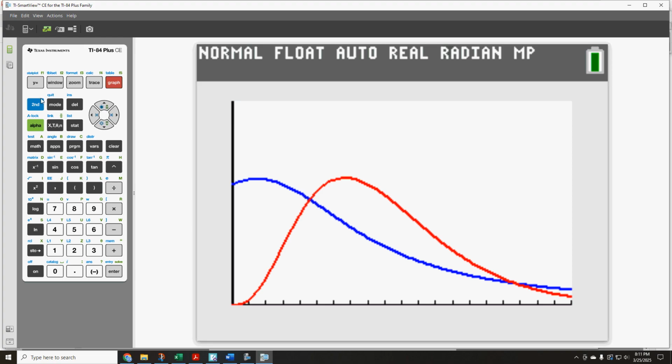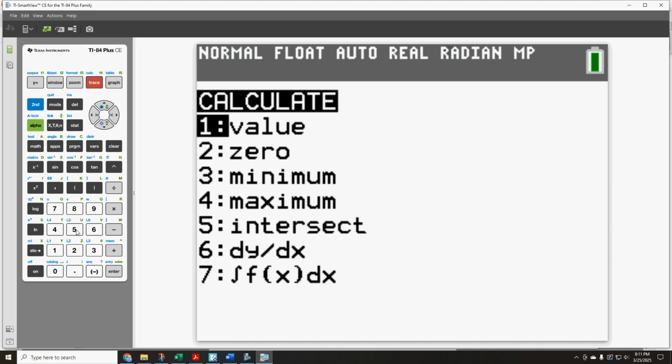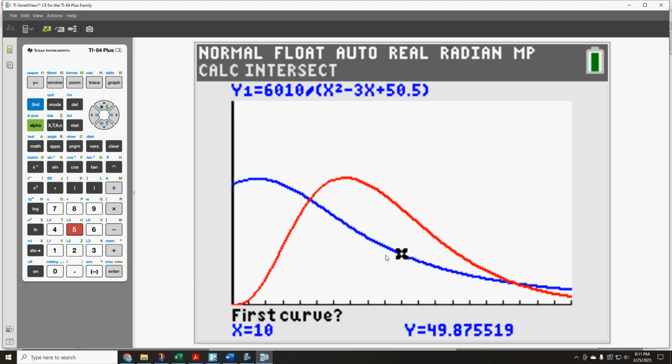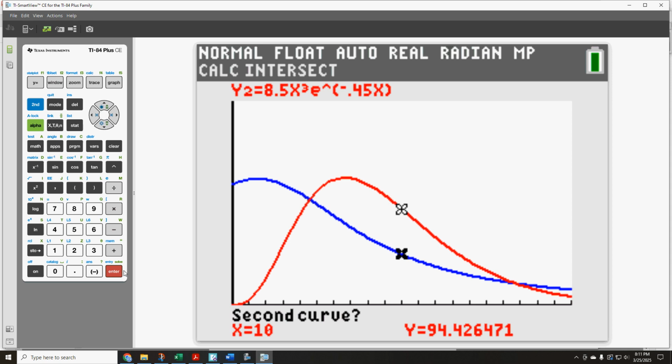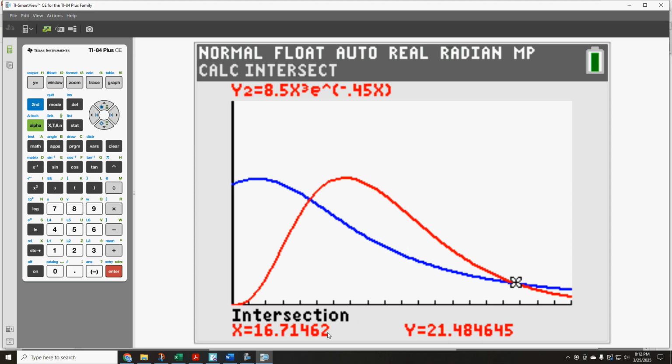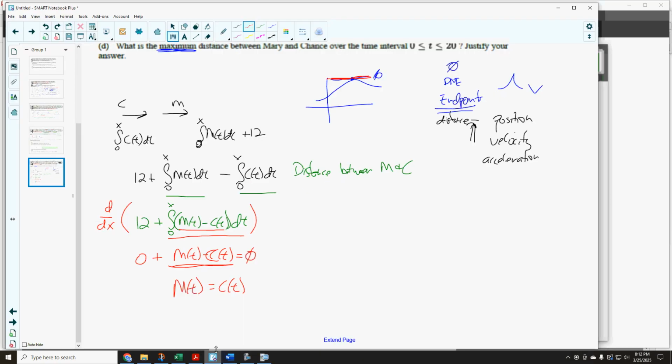So I need 1 intersection. I'm going to go second, calc, intersect, which is 5. And it says, okay, first curve, that's fine, the blue one, second curve, the red one. The red one is chance, and the blue one is Mary, not that it makes any difference. And I hit enter, and I don't want to make a guess. So it gives me 1 intersection at 16.71462. So I'm going to write that down in here. I'm going to go 1 is 16.71462.